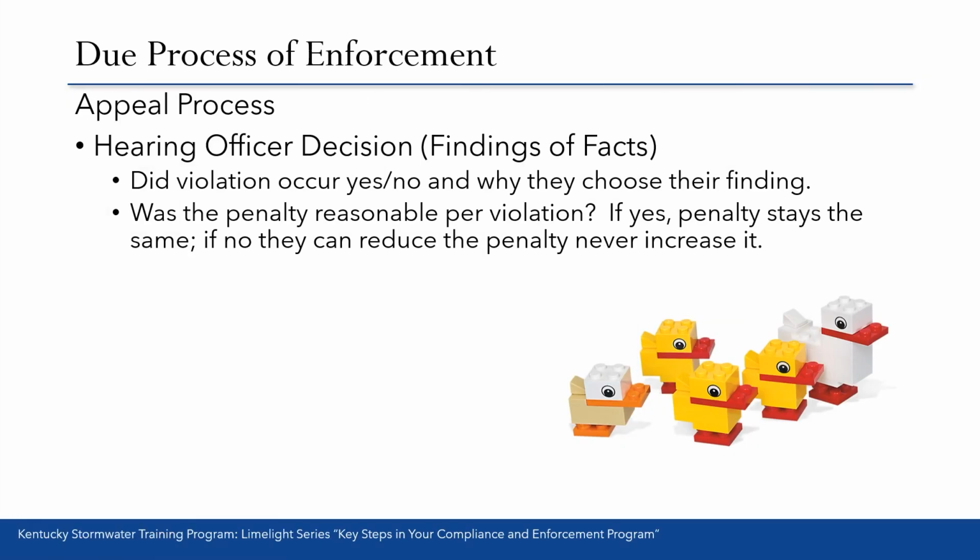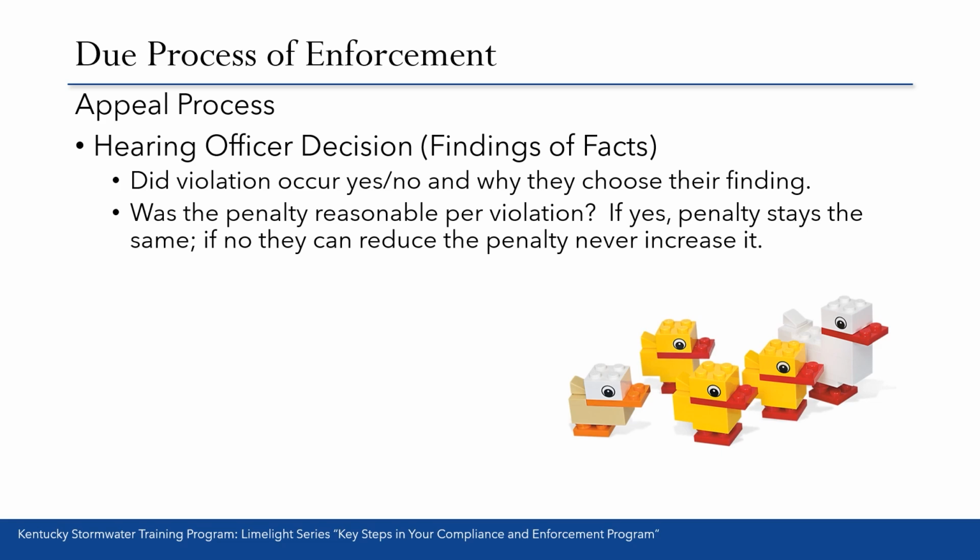Once a hearing officer has heard from both parties, the civil citation officer and inspector, and the appellant, they determine if a violation did actually occur. So that's a yes or no answer. Either way, they need to write down why they chose that answer, yes or no.